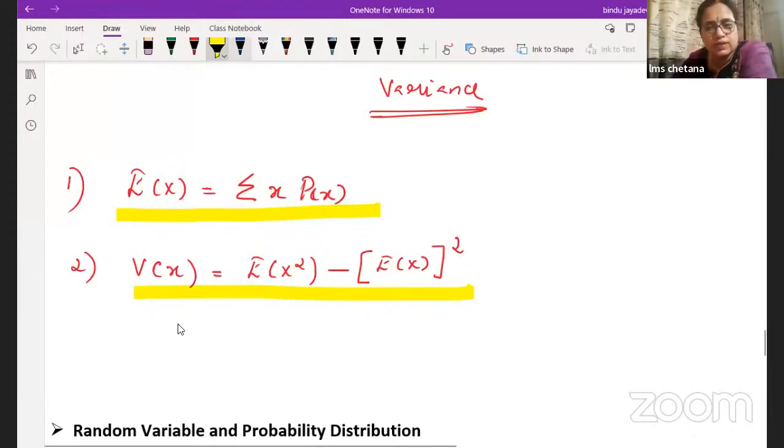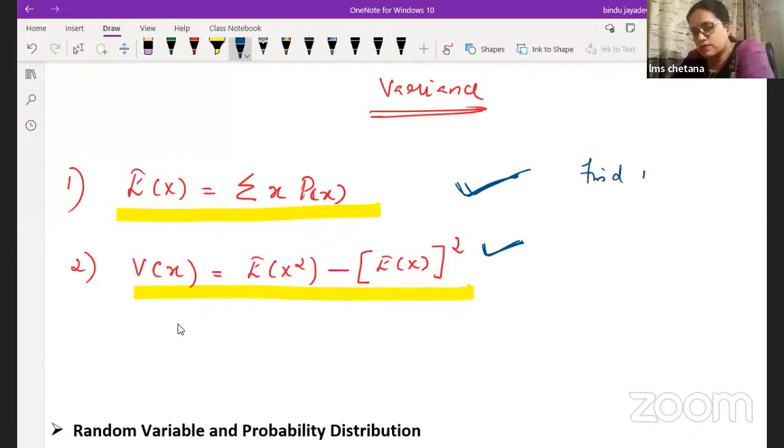Therefore, the question normally comes in the examination: how to calculate the expected value of X, otherwise the mean of X, from the following probability distribution. That time we'll use this formula: expectation of X is equal to sigma X into P of X, and variance of X, V of X, is equal to E of X square minus E of X the whole square. So these are the two things. The question for this part can come this way: find mean and variance. This way they can ask you the question.